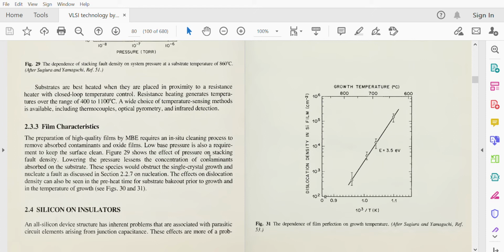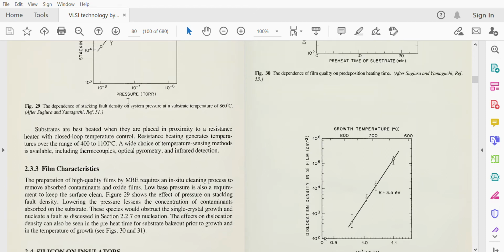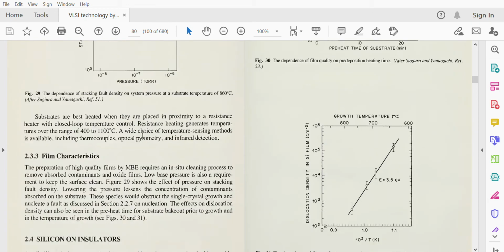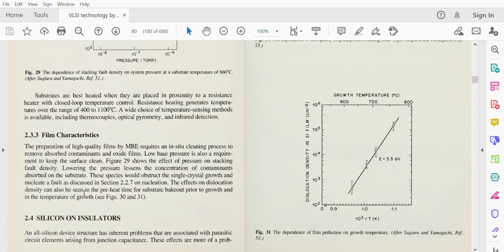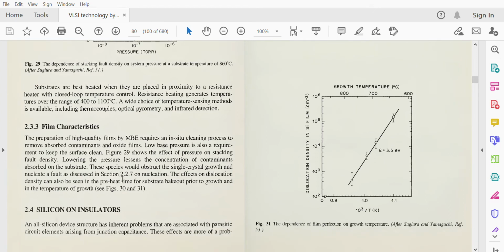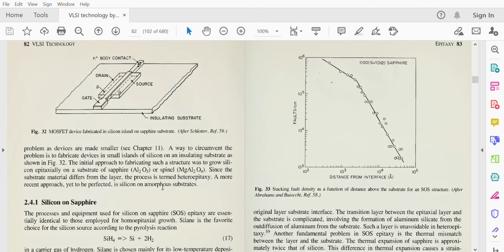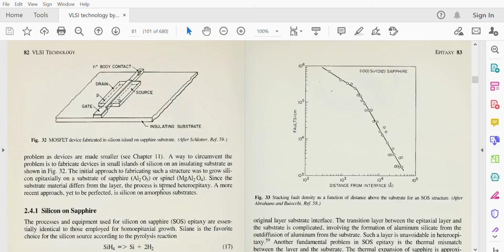Figure 29 shows the effect of pressure on stacking fault density, as seen here. Lowering the pressure lessens the concentration of contaminants absorbed on the substrate. These species would obstruct the single crystal growth and nucleate a fault, as discussed in section 2.2.7 on nucleation, that we will see. That is not of our interest currently.